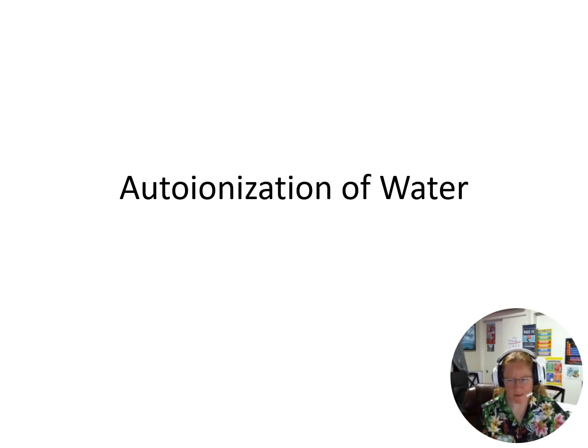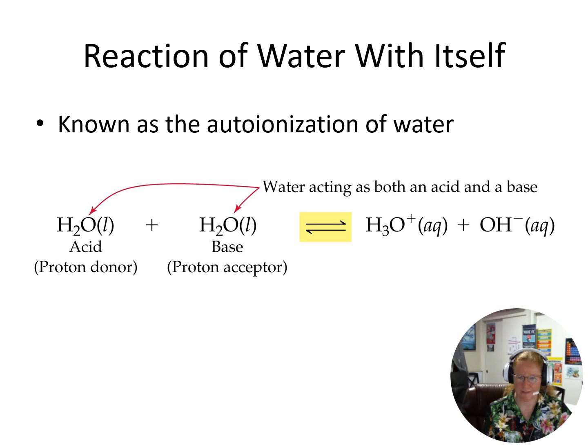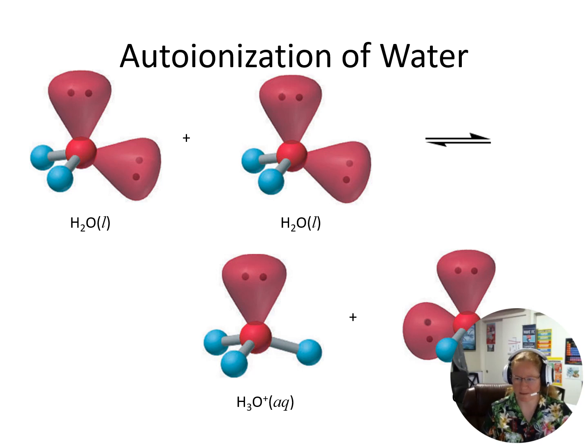Water can act as both an acid and a base, which means that when we have a sample of water, it can interact with itself a little bit, and we get what is called the autoionization of water. So, in a sample of water, water can be both a proton donor and a proton acceptor. Two water molecules bumping into each other can react and give us a hydronium ion and a hydroxide ion. Okay? And so we get something that looks like that.